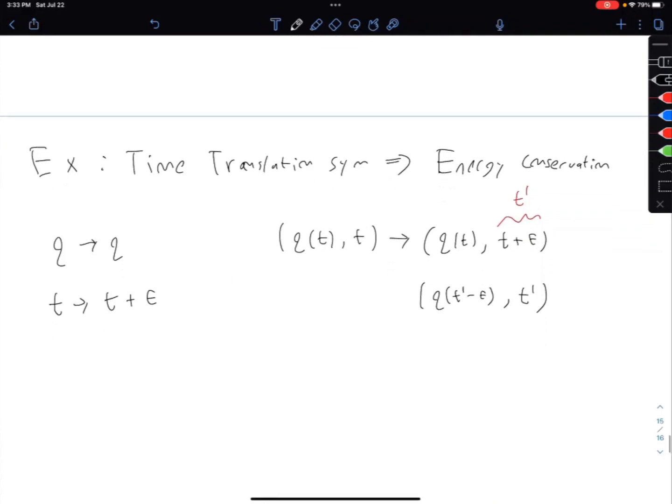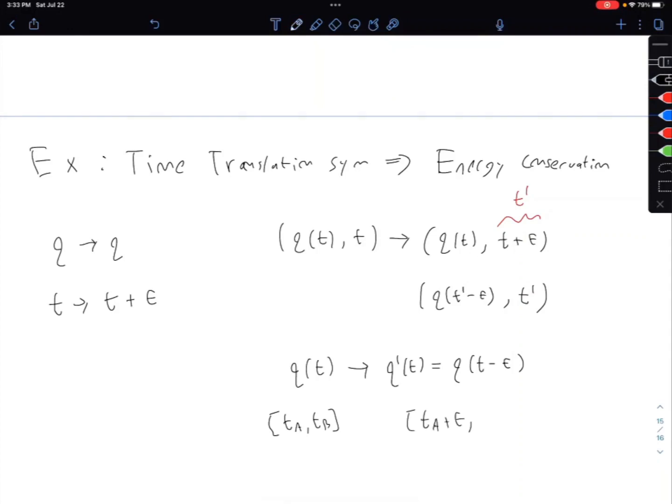What that means is that the new path will be Q prime of T, which is going to be equal to Q of T minus epsilon. I don't want to keep writing T prime, so I can just relabel it as T. And if this path is between TA and TB, this path will be between TA plus epsilon and TB plus epsilon.